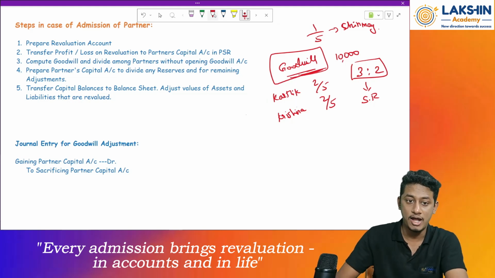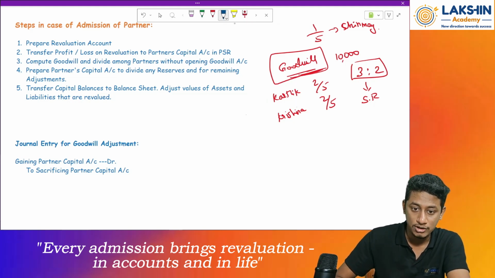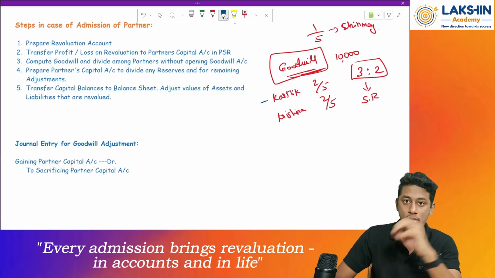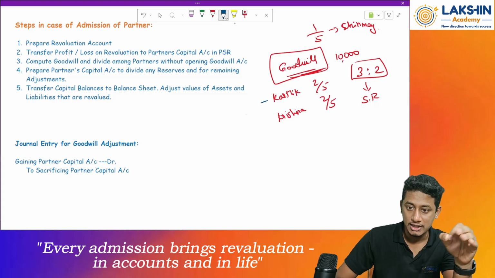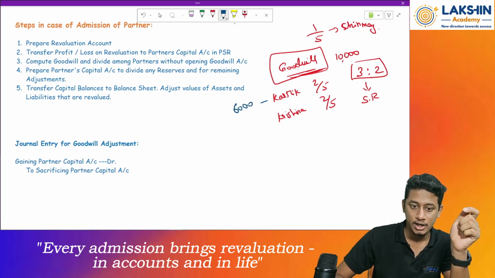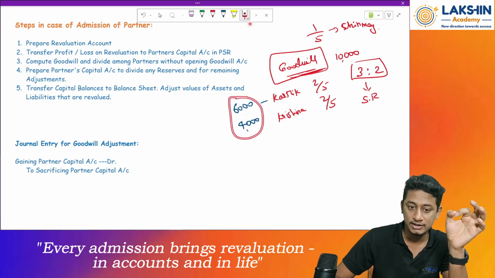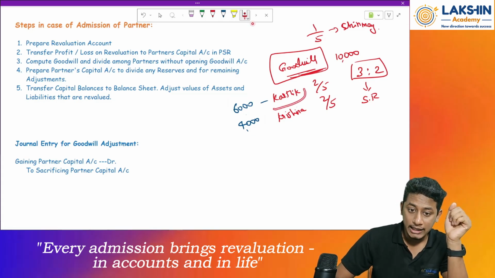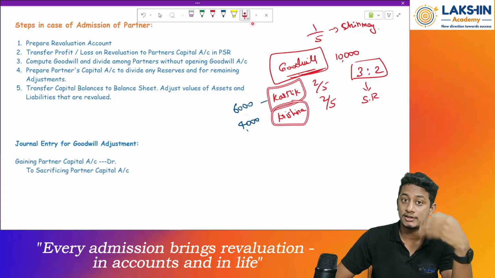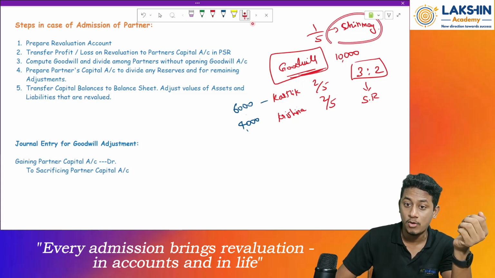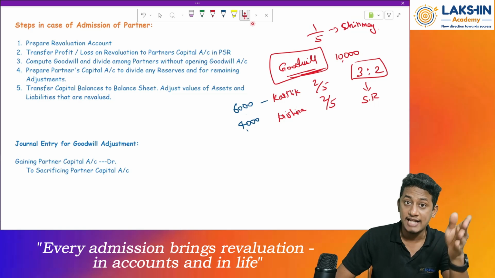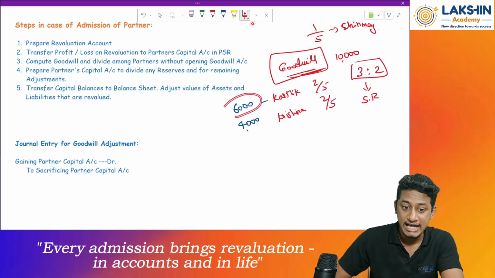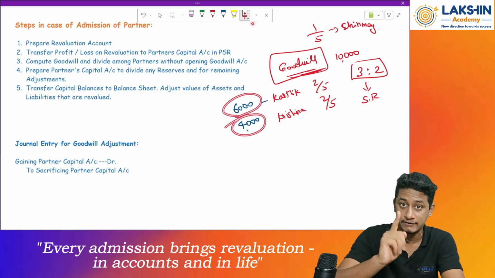Now, after division, what happens? For Karthik, it is 3, right? So the amount of goodwill received by Karthik is 3 means 6,000. And over here 2 means 4,000. I have just divided the rupees 10,000 in a 3:2 ratio. Clear? Okay. Now, these both are sacrificing some of their future profits on behalf of Chinmay. So as compensation for that sacrifice, they are receiving goodwill over here.